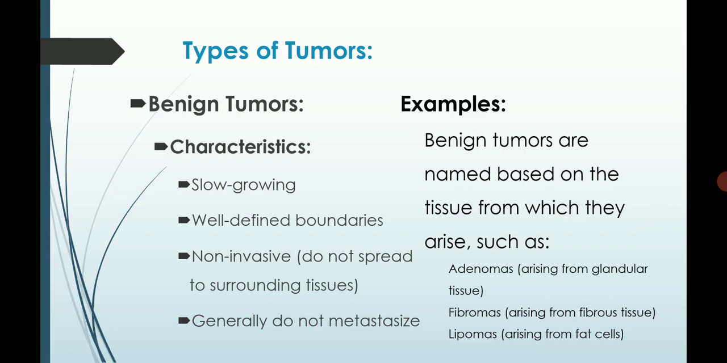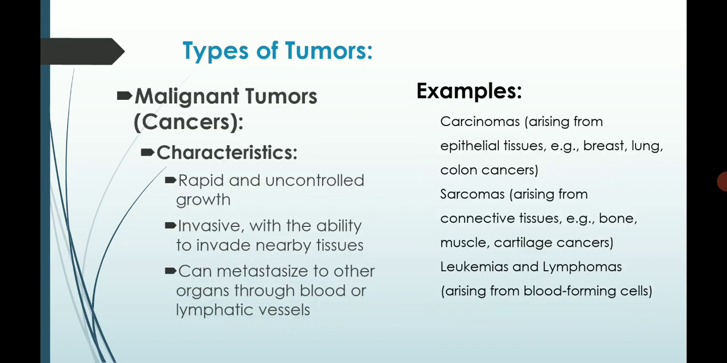Examples of benign tumors are named based on the location, that is, which tissue gets the benign tumor. Based on that, the name of the disease can also be classified. Adenomas are tumors arising in the glandular tissues. If benign tumors form in the fibrous tissue, they are called fibromas. And if they form in the fat cells, the energy-storing tissue cells, they are called lipomas. Now we will discuss the malignant tumor characteristics.